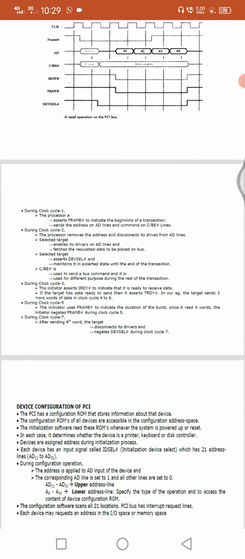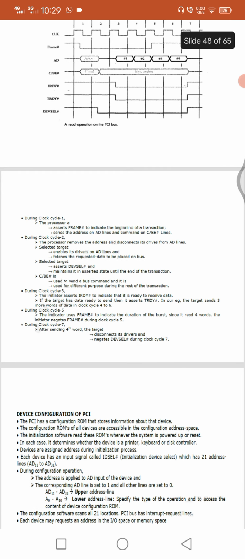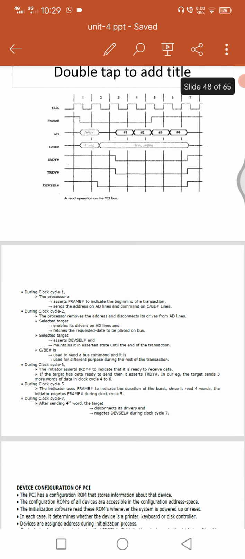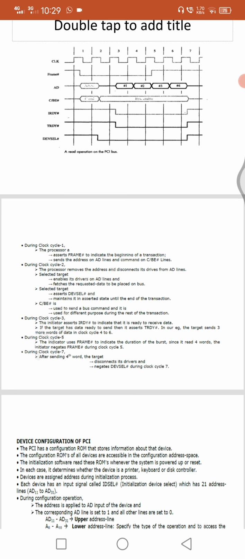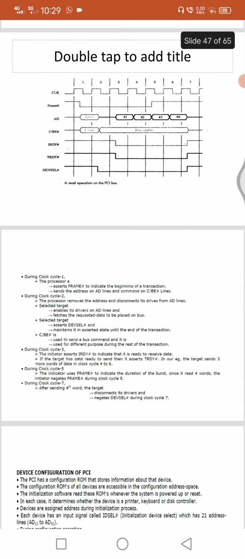During clock cycle 3, the initiator asserts IRDY, which means initiator ready, to indicate it is ready to receive the data. So by seeing the IRDY acknowledgement, we understand it is ready to receive the data. If the target has data ready to send, it asserts TRDY. In our example, the target sends 3 more words of data in clock cycles 4 to 6.